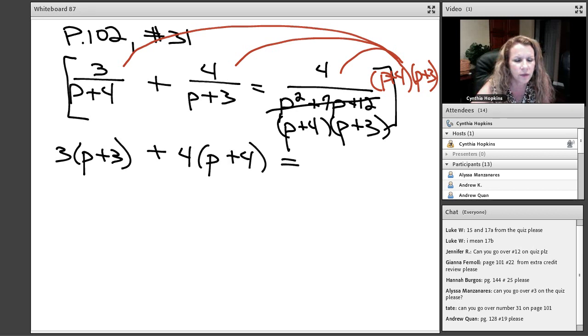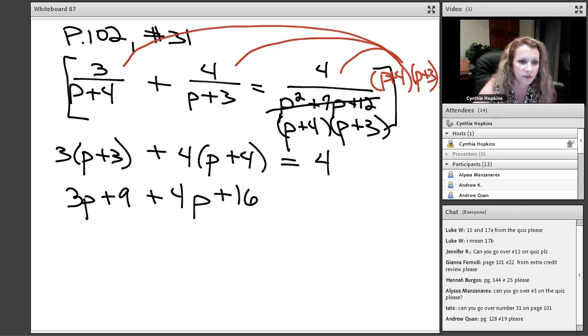And then on the right side of my equal sign, when I distribute those two factors, both factors in the denominator cancel with both factors that I'm multiplying by, and I just get 4. That's actually the easy side. So now let's solve this pretty easy equation. I'm going to distribute my 3 carefully.